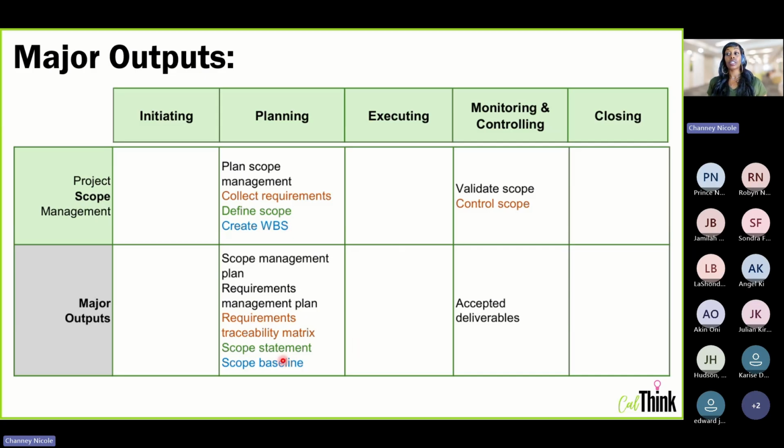So that's going to give you your scope baseline. Okay, it's imperative to get to know these outputs and associate them with the appropriate processes. I can't stress that enough.